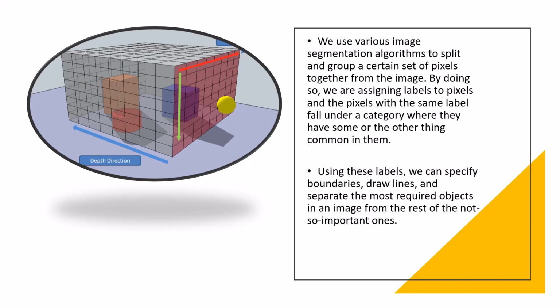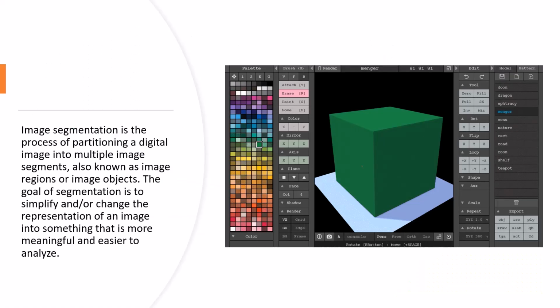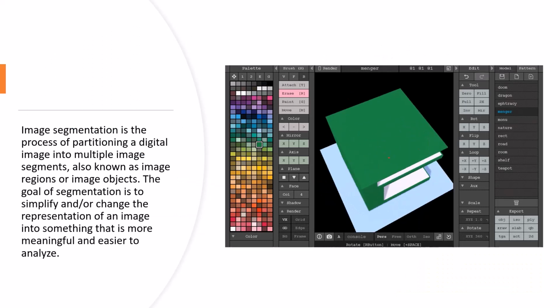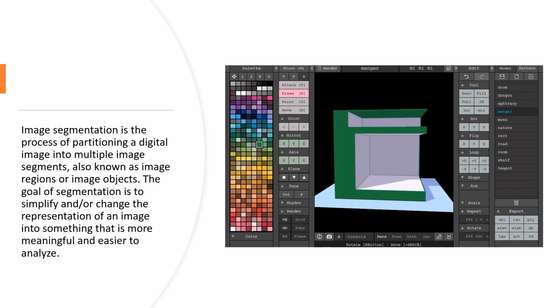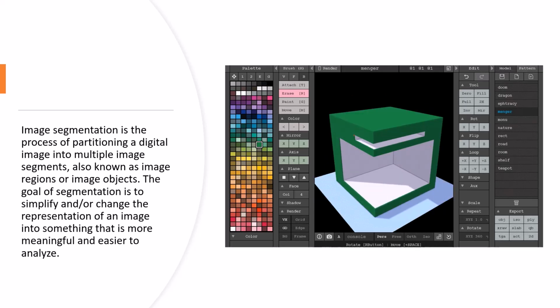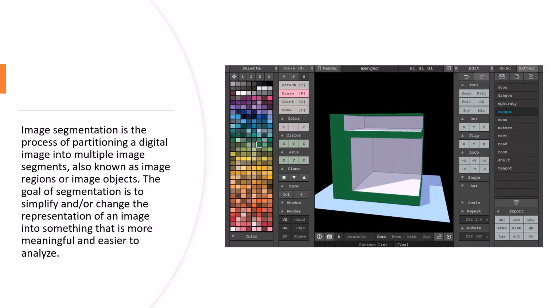By doing so, we are assigning labels to pixels, and the pixels with the same label fall under a category where they have something in common. Using these labels, we can specify boundaries and draw lines and separate the information required to create the image from the information that is not so important in creating the image. Image segmentation is the process of partitioning a digital image into multiple image segments, also known as regions or image objects. The goal of segmentation is to simplify and/or change the representation of an image into something that is more meaningful and easier to analyze.